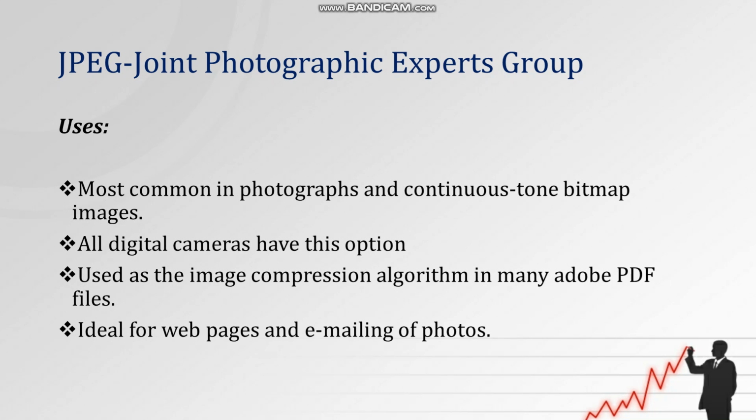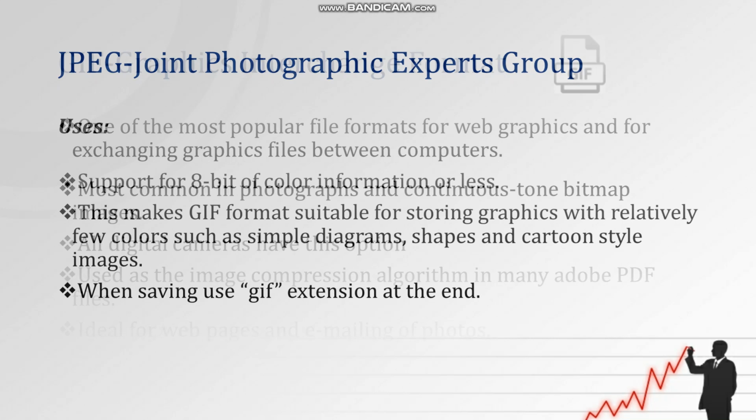Uses of JPEG. Most common in photographs and continuous tone bitmap images. All digital cameras have this option. Used as the image compression algorithm in many Adobe PDF files. Ideal for web pages and emailing of photos.